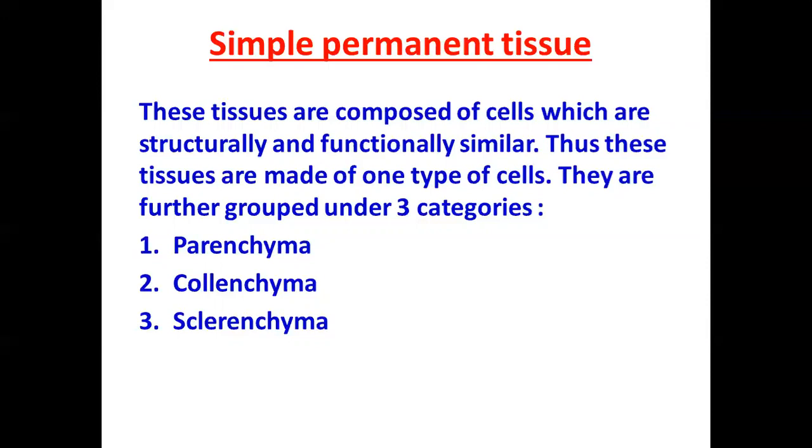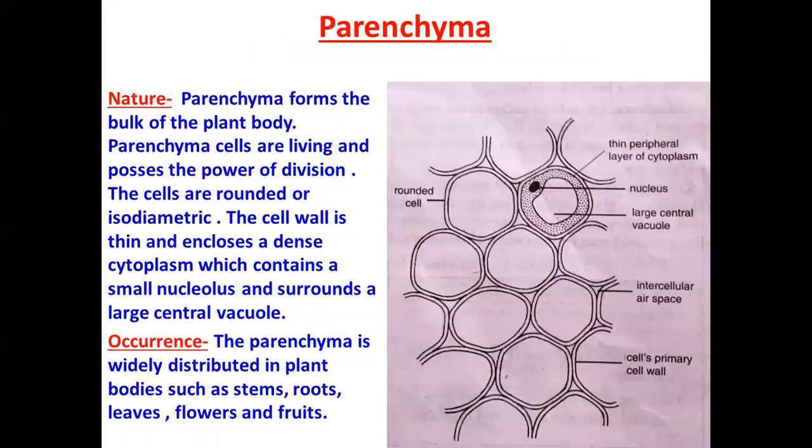So first is parenchyma. Now what is parenchyma? Parenchyma, if we divide this word, then para means beside, and enchyma means infilling. Or in another term, para means beside, and enchyma means to pour. Clear? So parenchyma forms the bulk of the plant body. Parenchyma cells are living and possess the power of division.